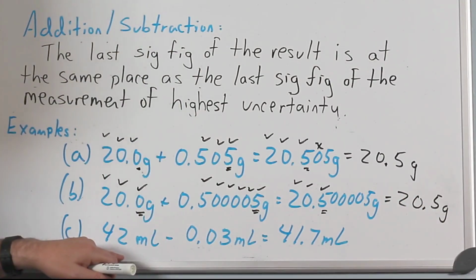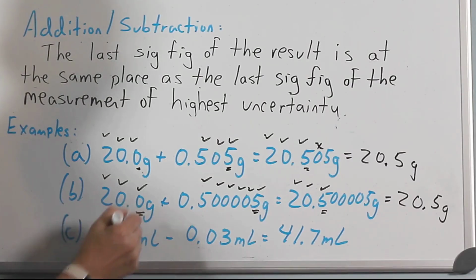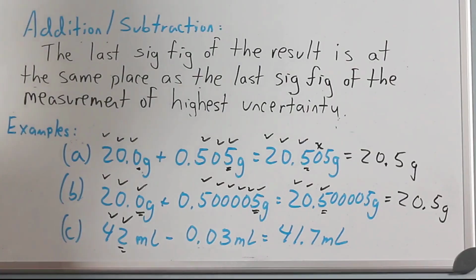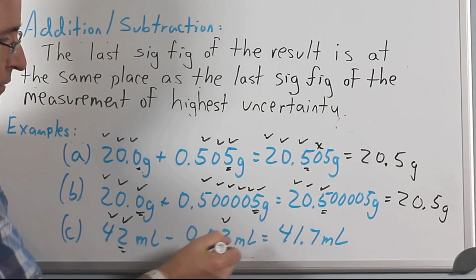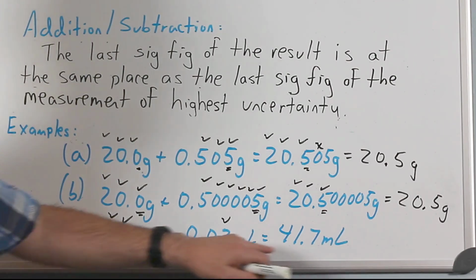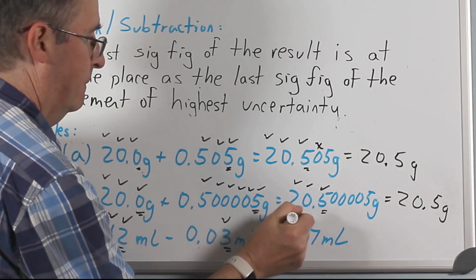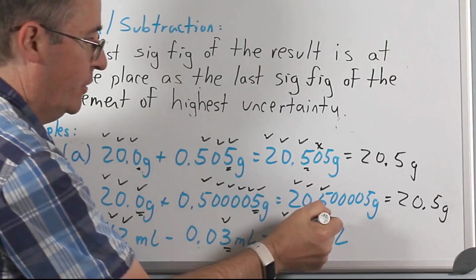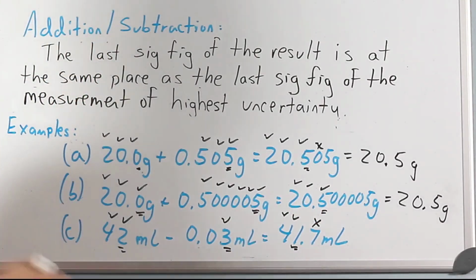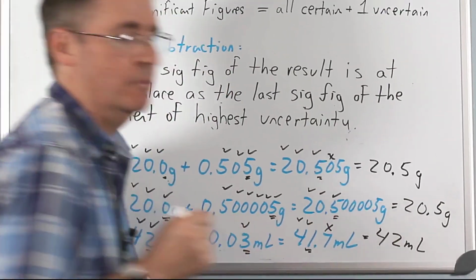Our third example is a difference, 42 milliliters minus 0.03 milliliters. Two significant figures, and our uncertainty here is in the ones place. The second has just one significant figure, and our uncertainty here is in the hundredths place. The ones place is a larger uncertainty than the hundredths place, so our answer is also limited to the ones place. Our first non-significant digit here is 5 or greater, so it rounds up. So 41.7 milliliters becomes 42 milliliters.